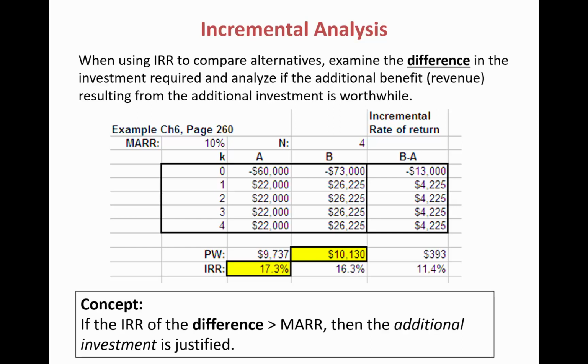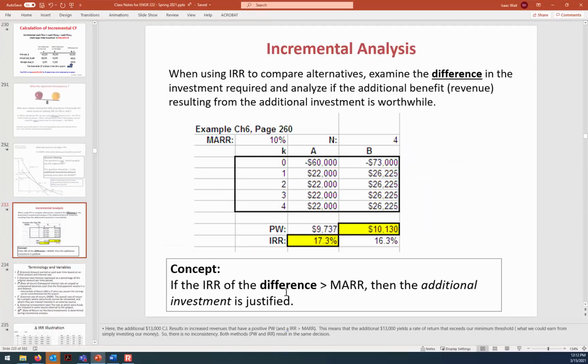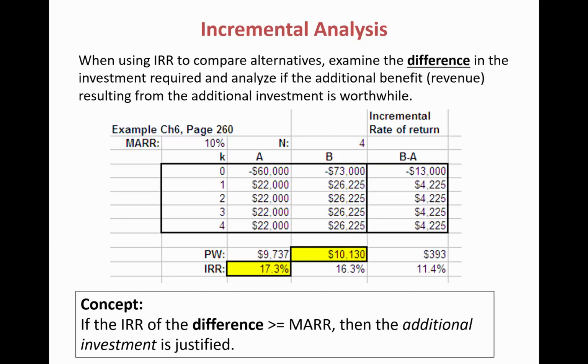Here's the decision criteria. If the IRR of the difference is greater than the MAR, then the additional investment is justified. And I guess maybe I should say if it's greater than or equal to, because the minimum attractive rate of return is itself acceptable. So we should say greater than or equal to. So this additional investment is justified.